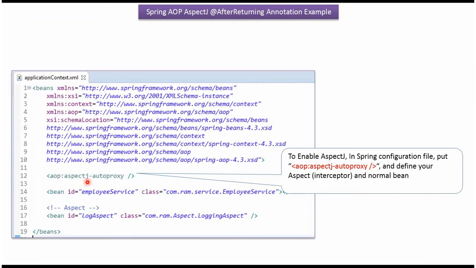This is a Spring configuration file. To enable AspectJ, we have to add aspectj-autoproxy. And here I have defined the aspect class LoggingAspect. And I have created the EmployeeService bean here.